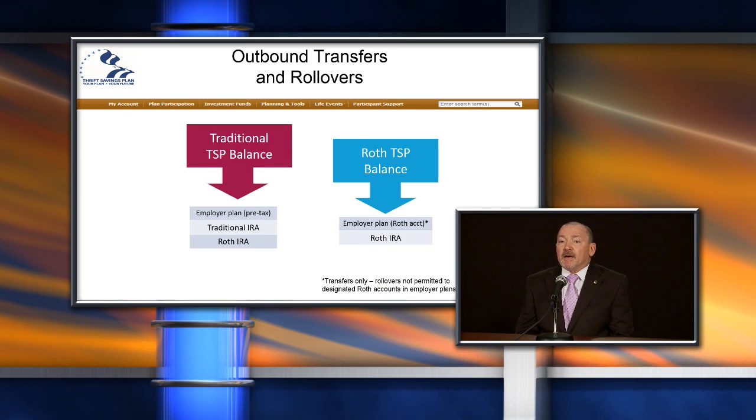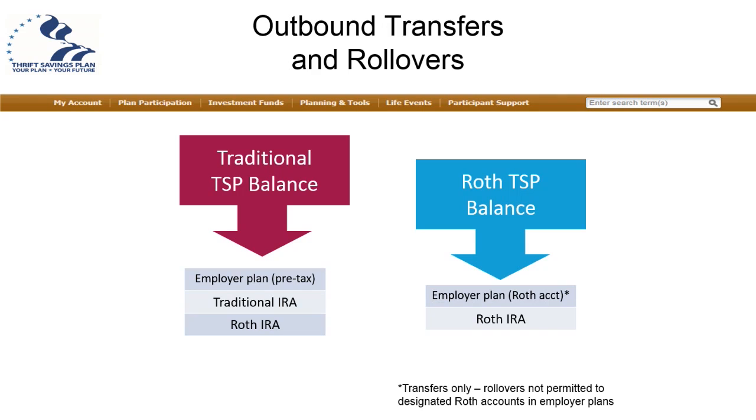Outbound money, if you're transferring money out of the TSP, from the traditional side, it can go to another employer plan in the traditional balance. It can go to a traditional IRA, or it can even go to a Roth IRA. Money going out of your Roth TSP balance can go to a Roth balance in another employer plan or to a Roth IRA.